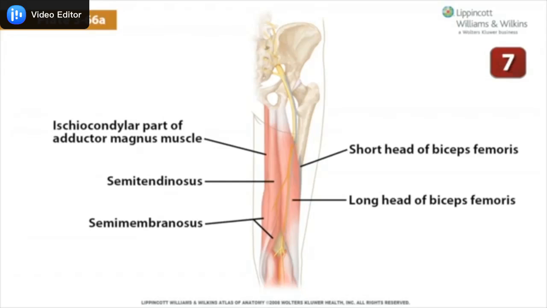All 5 muscles in the posterior compartment of the thigh are innervated by the sciatic nerve. The short head of the biceps is innervated by the common peroneal division of the sciatic nerve, while the semitendinosus, semimembranosus, long head of the biceps femoris, and the ischiocondylar part of the adductor magnus are innervated by the tibial division of the sciatic nerve.